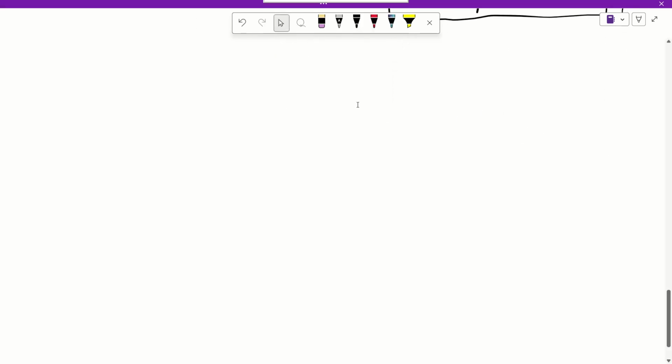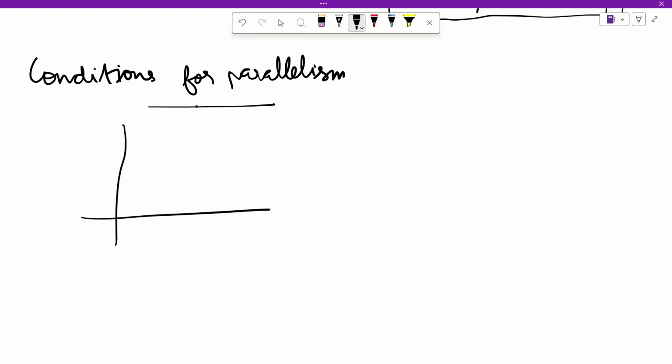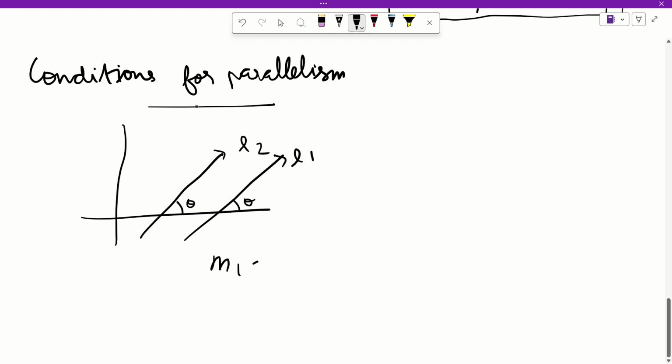The next topic is conditions for parallelism. Let's draw the axis. Let's say we have two lines which are parallel to each other, that make an angle theta. This is line 1, this is line 2. What is the condition for parallelism? The slopes will be equal, that is m1 equal to m2.